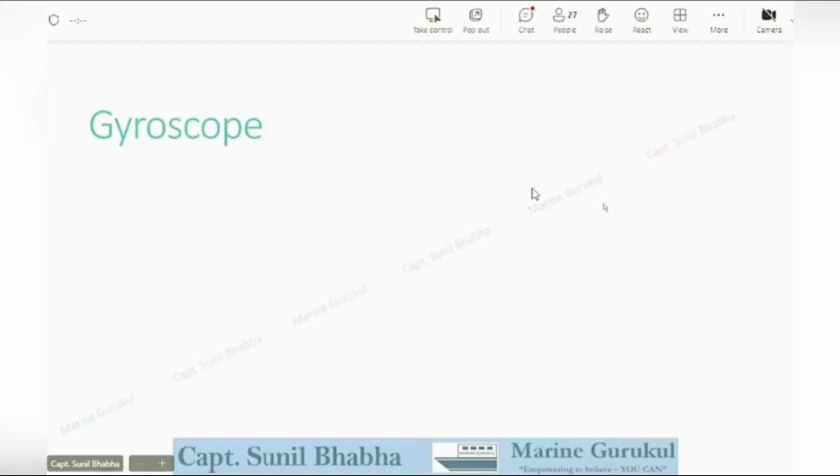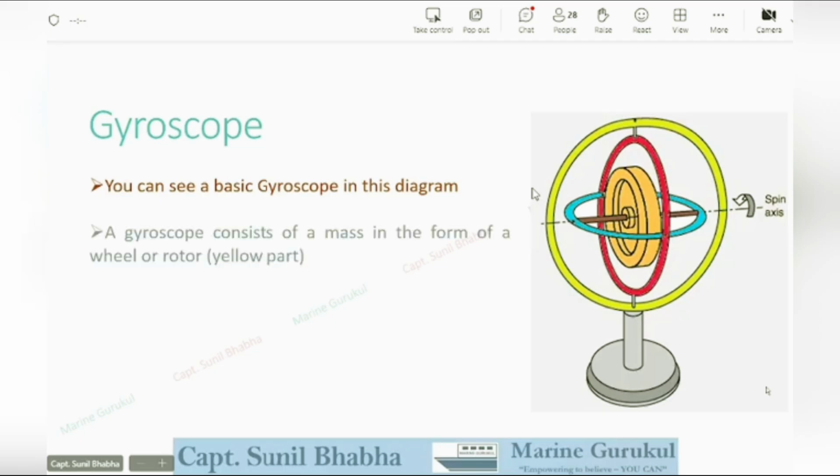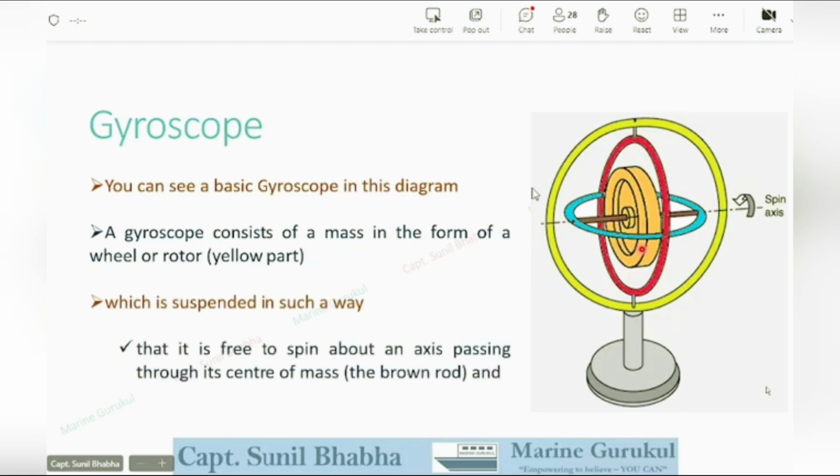Now at the heart of a gyro compass is a free gyroscope. So let us first of all understand what we mean by a free gyroscope. You can see a basic gyroscope in this particular diagram. Now a gyroscope consists of a mass in the form of a wheel or a rotor. As you can see in this diagram, this yellow color part is the rotor, and this rotor is suspended or fixed in a special arrangement.